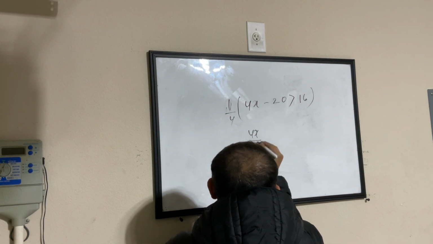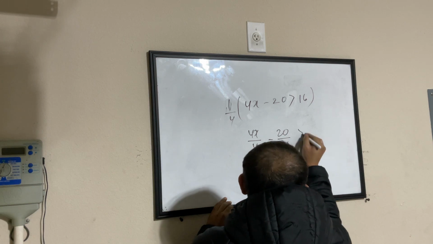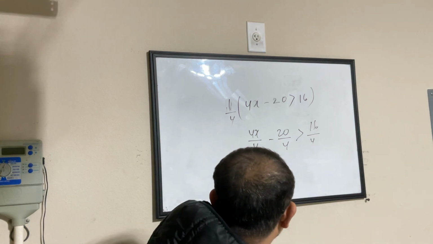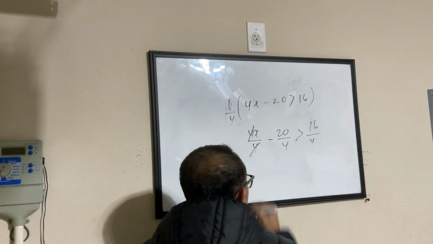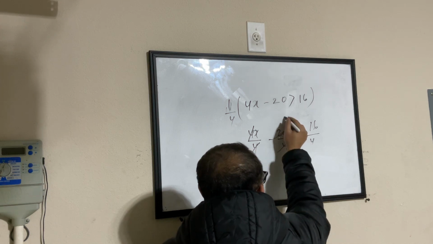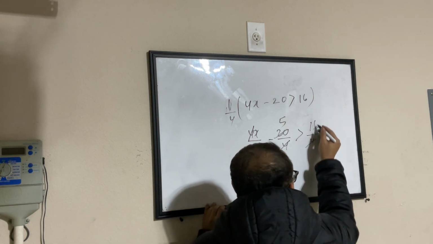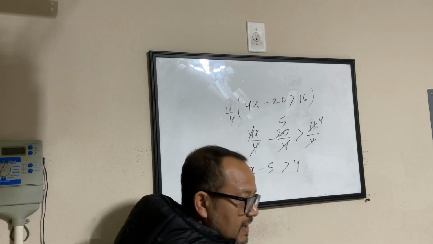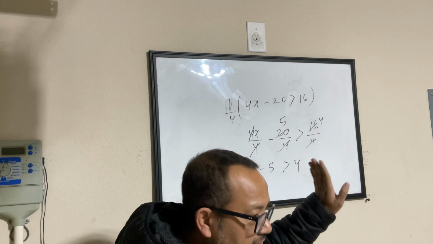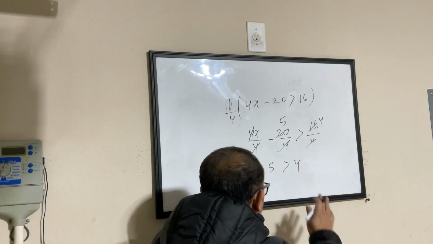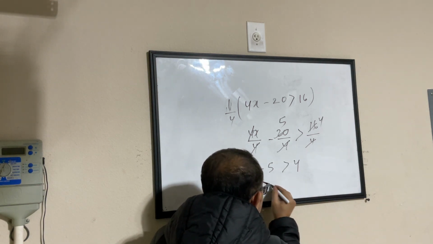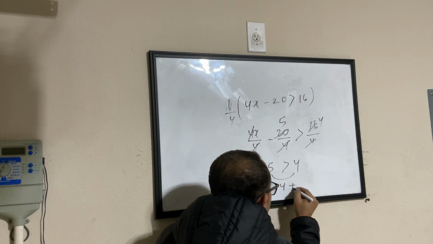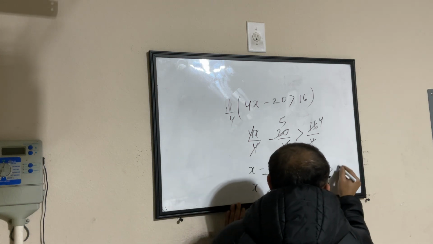So 4x by 4 minus 20 by 4 is greater than 16 by 4. Up to this much is okay? This is an equivalent equation. Now this 4 and this 4 I can knock off. This is 4 times 5, 20, and 4 times 4 is 16. So I got x minus 5 is greater than 4. Assume this like an equal to sign for now, just with respect to operation. So it becomes x is greater than, this minus 5 goes to the other side and becomes plus. So it becomes 4 plus 5, or x is greater than 9.